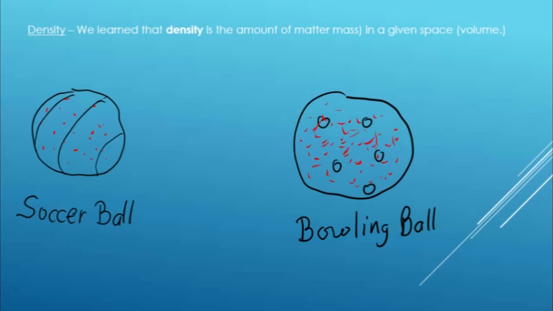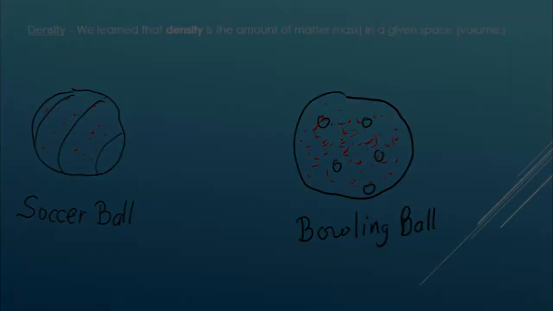We know this because we can feel gravity pulling on the mass of the bowling ball, and the bowling ball is much heavier than the soccer ball. We can kick the soccer ball, but we better not try kicking the bowling ball. So the bowling ball has a greater density than the soccer ball.